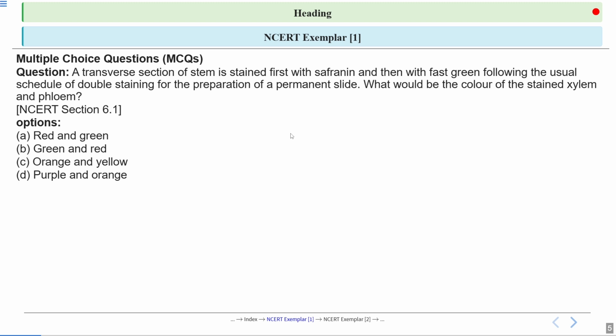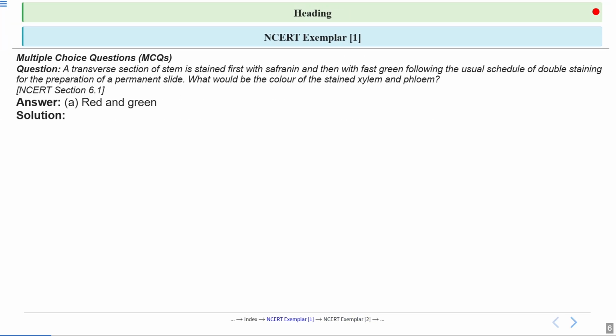This question is from NCERT section 6.1, and the options are: A, red and green; B, green and red; C, orange and yellow; and D, purple and orange. Let us see the answer of this question. So the answer is red and green. The xylem will get the red color and the phloem will get the green color.